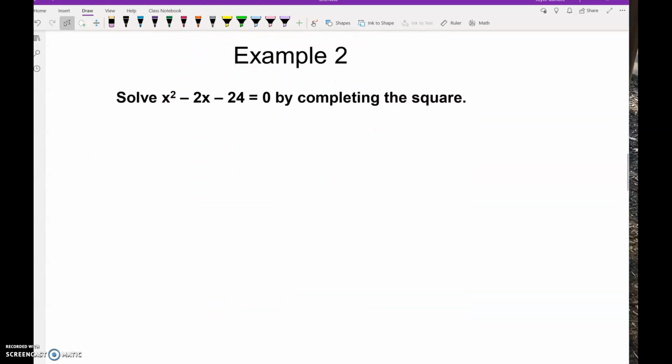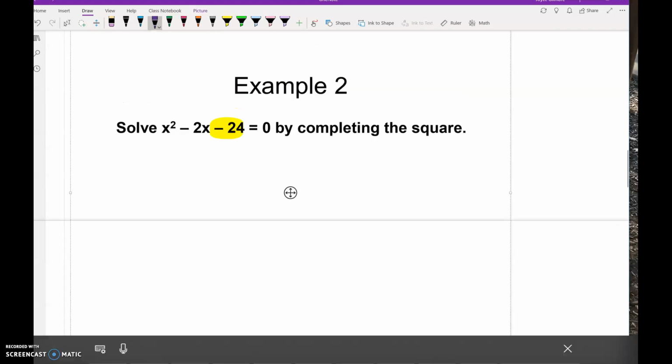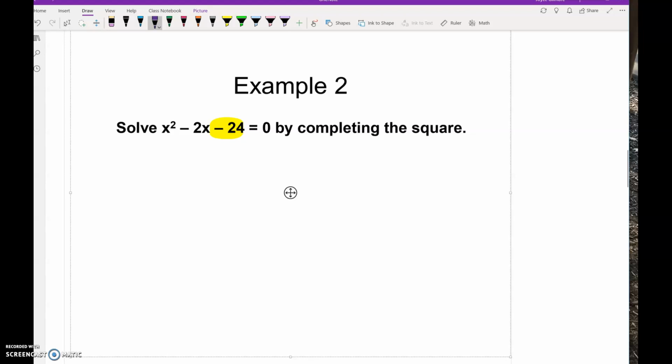I apologize. Solve x squared minus 2x minus 24 equals 0 by completing the square. Now this one, there's a little bit of a problem. We've got this minus 24. It's kind of in the way. Some people do this a little bit differently. I want to show you how I do this. I say if I'm going to complete the square, I want there to be a blank here that I'm going to fill in. So I'm going to add 24 to both sides.